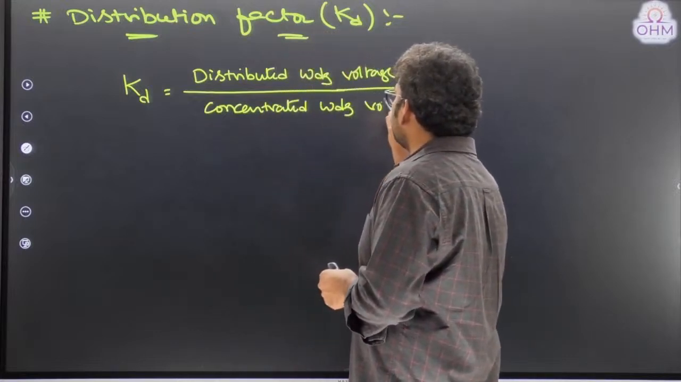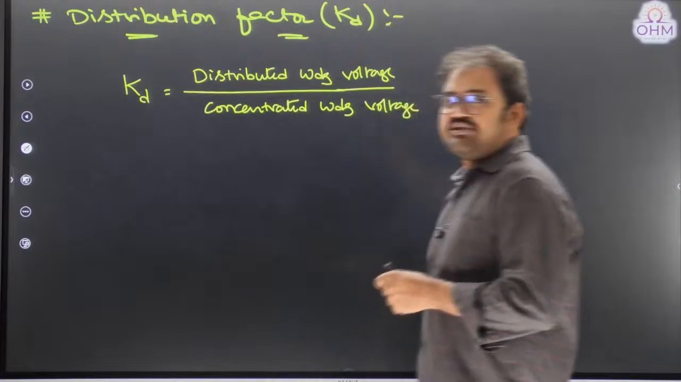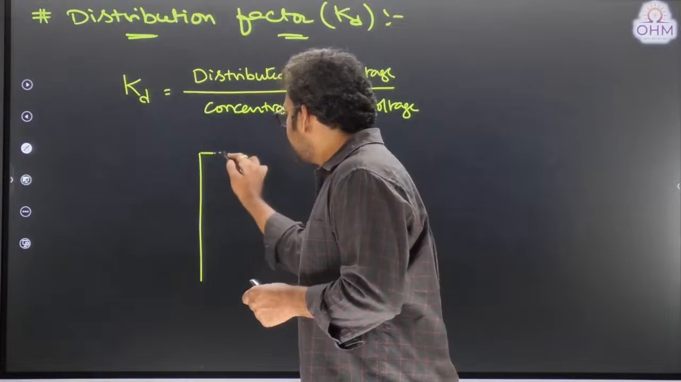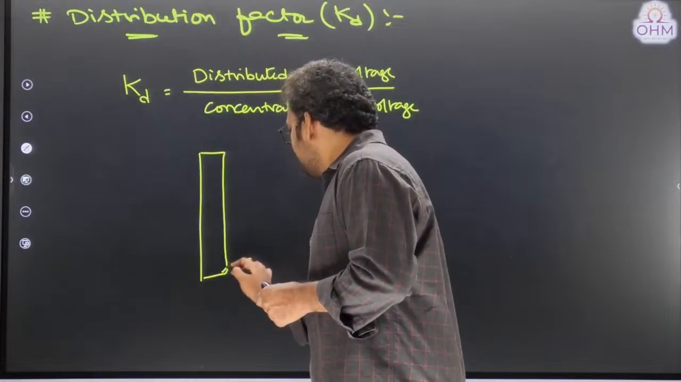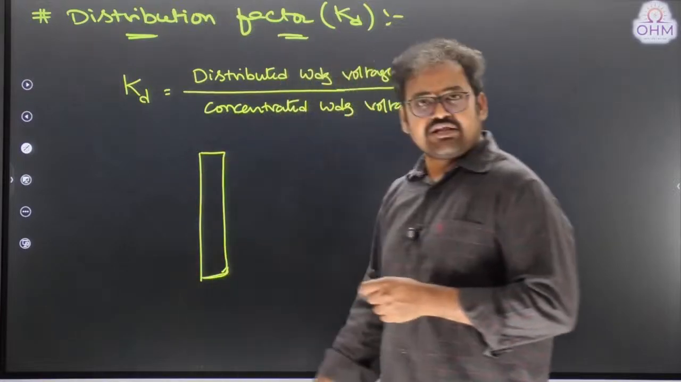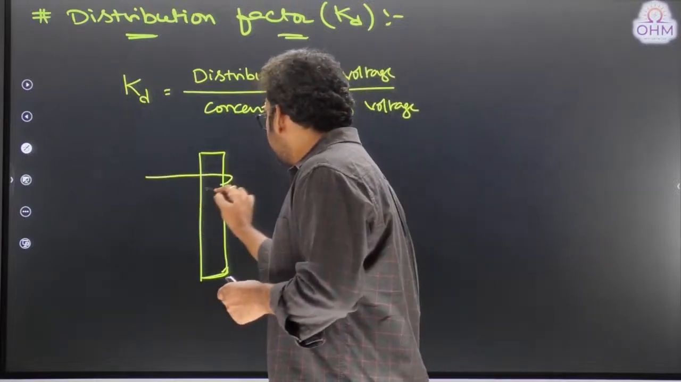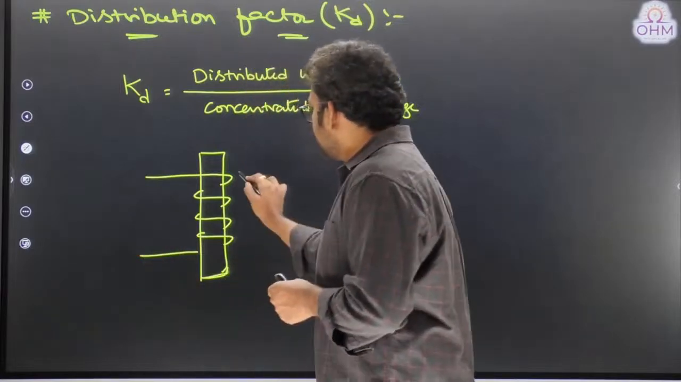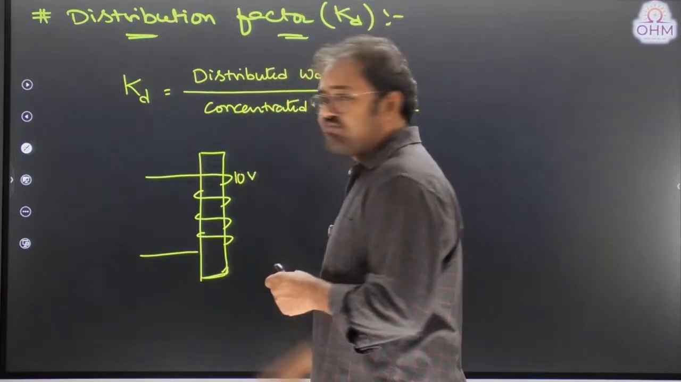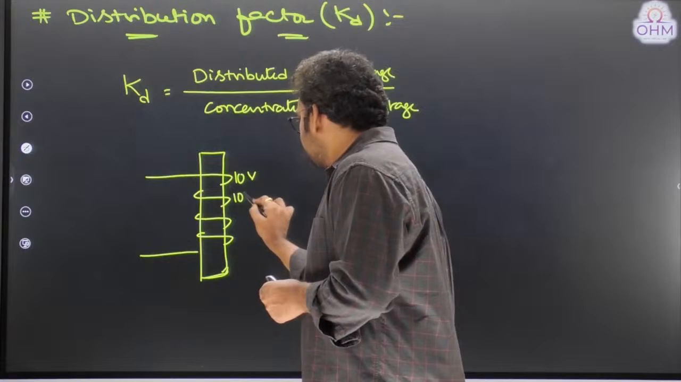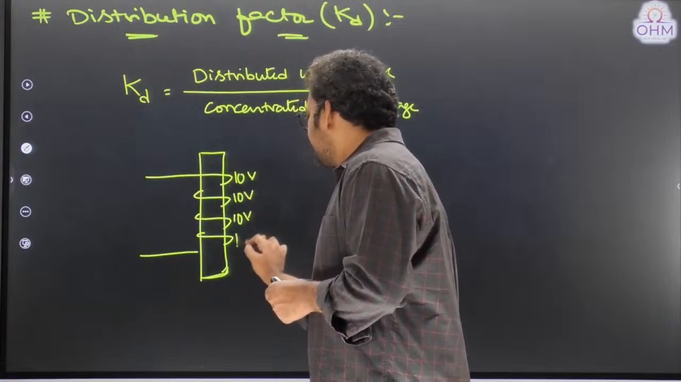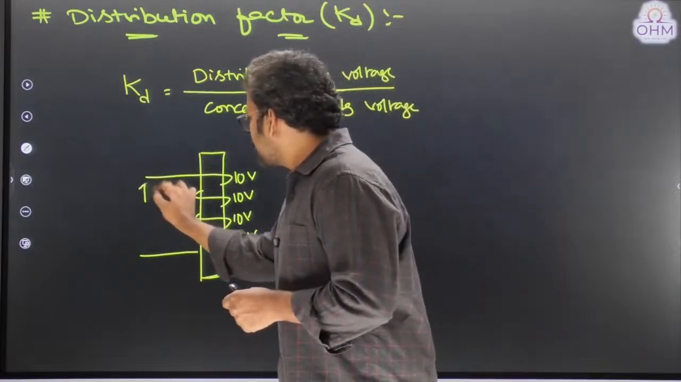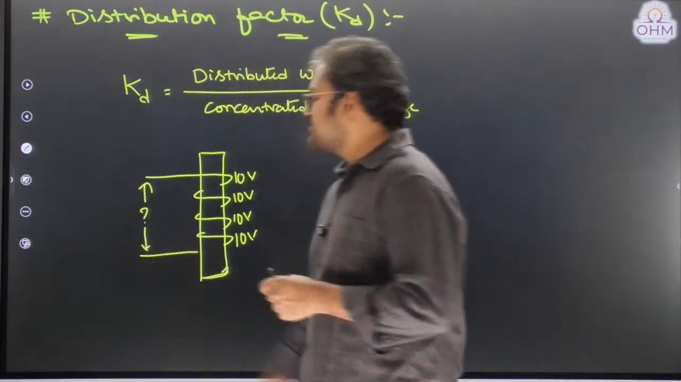Concentrated winding voltage. So what is the difference between distributed winding and concentrated winding? Take one example. Suppose you take a transformer as an example. Consider this is a magnetic core in a transformer, and I am winding a wire with, let us say, 4 turns. Let us say the first turn has a voltage of 10 volt, the second turn also has 10 volt, the third turn 10 volt, the fourth turn also 10 volt. Now if I ask you what is the total voltage across this winding, what is your answer?